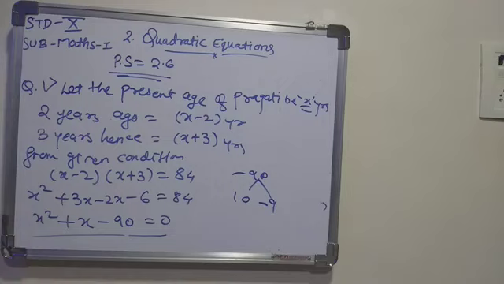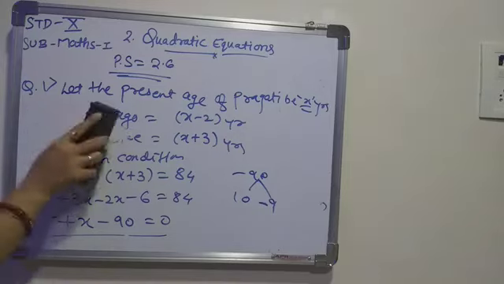Clear? You will get two values, right? One should be negative and another one is positive. As you know that age can't be negative, so you are going to get the positive value. So this is how you are going to solve.